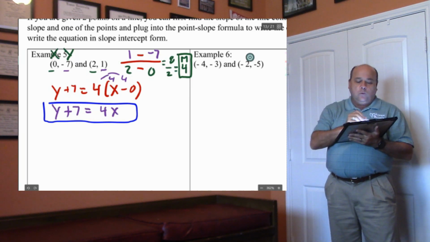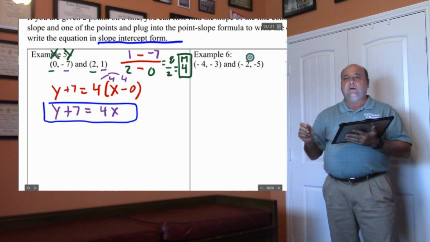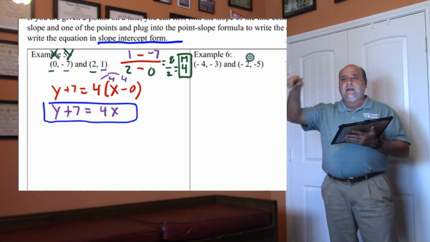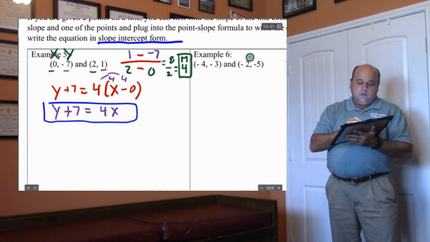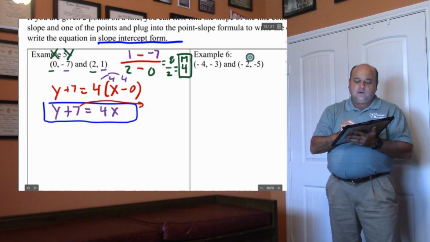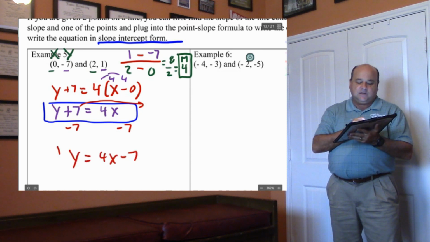Now then, we want to write this equation in slope-intercept form, right? So we want y equals something. So I'm going to take the 7 and I'm going to move it to the right, aren't I? So the opposite of plus 7 is minus 7. I'm going to end up with y equals 4x minus 7.